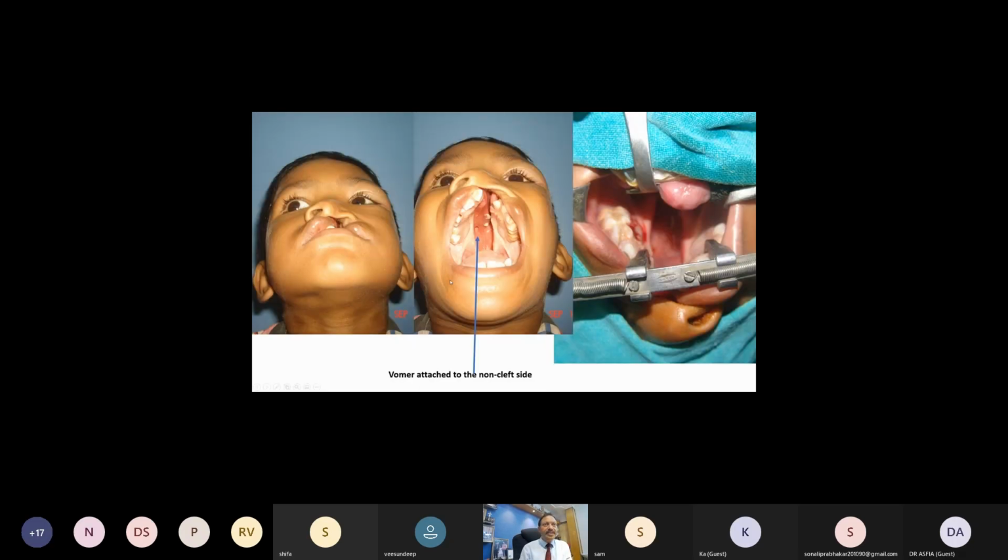Here again in this picture, you can see the vomer, this is vomer, flattened, but this is attached to the right palatal shelf, and therefore this is cleft of the left side of the palate. So because the vomer is attached to the right side.